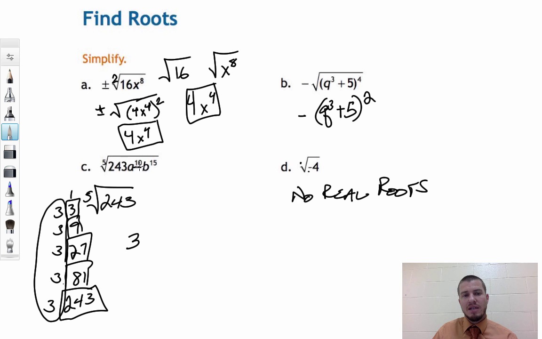5 goes into 10 twice, so that becomes a squared, and 5 goes into 15 3 times, and that becomes b to the third. And so this is the simplified form of the fifth root of 243, a to the 10th, b to the 15th.